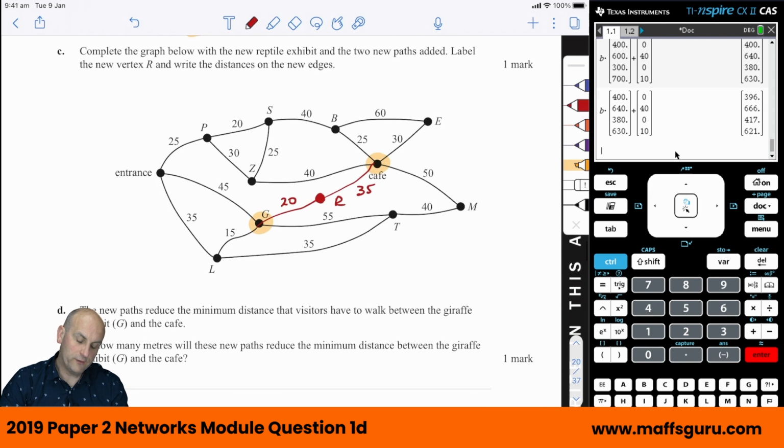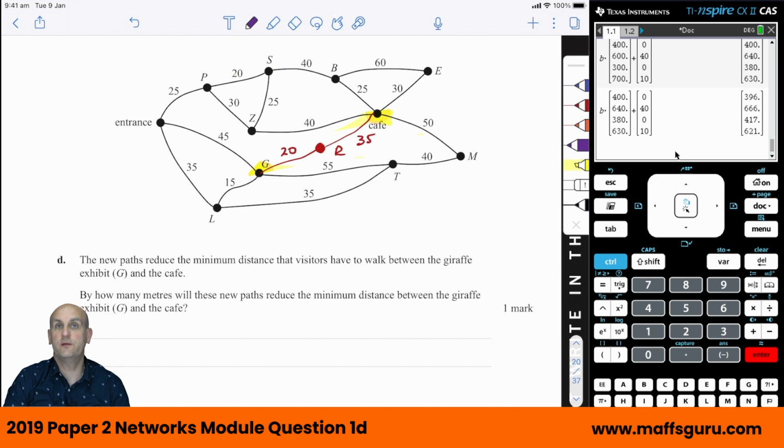All right, the new path reduces the minimum distance that visitors have to walk between the giraffe exhibit and the cafe. By how many meters will these new paths reduce the minimum distance between the giraffe exhibit and the cafe? Okay, so the new path length is 55 meters. Let's look at other ways of getting from the giraffes to the cafe. So 15, 35, 40, and 50. If we add those together, that gives me 140 meters. So that's one way. Let's see if there's a different way.